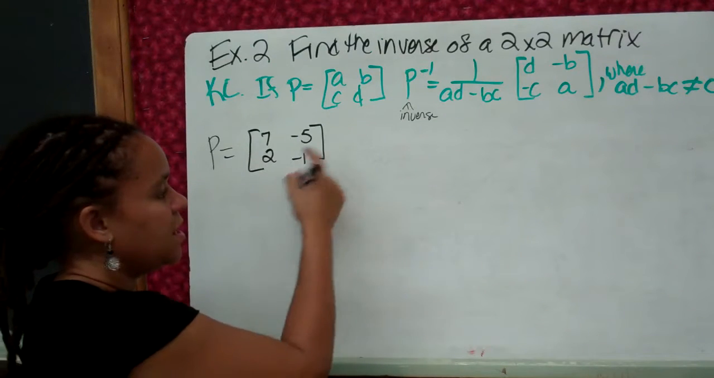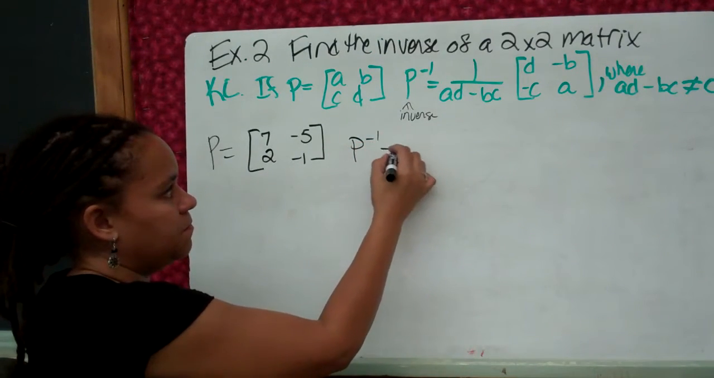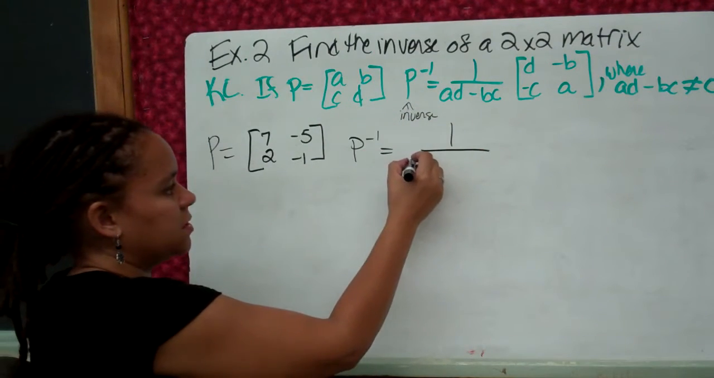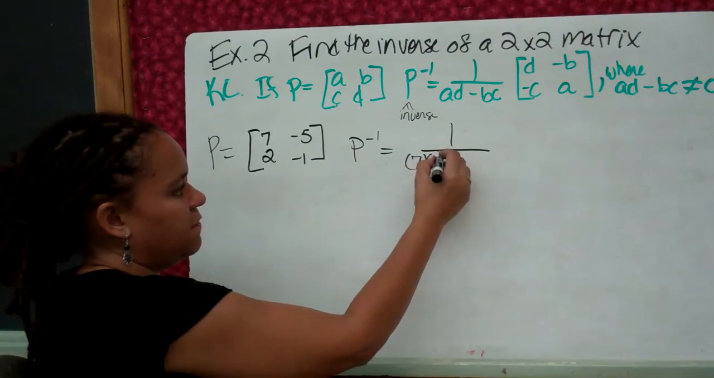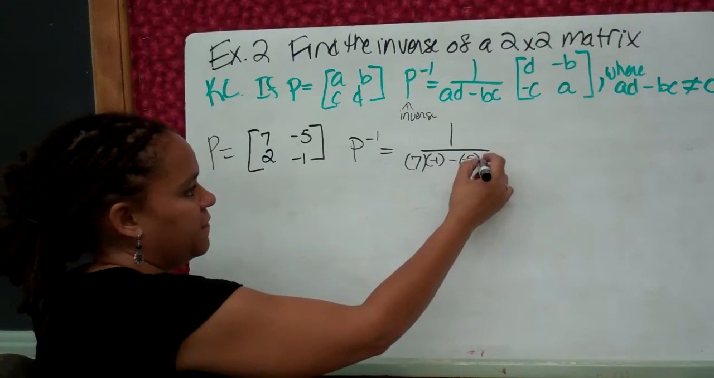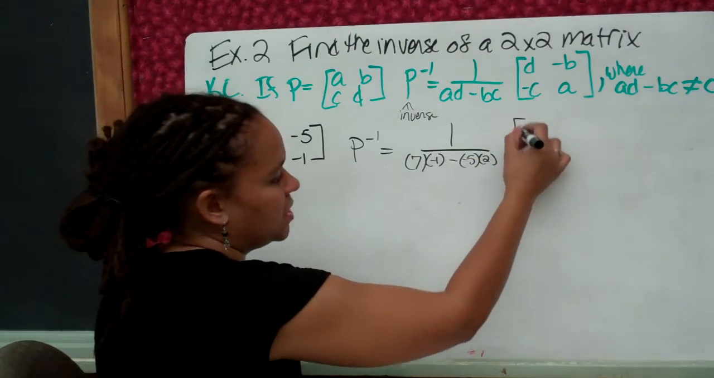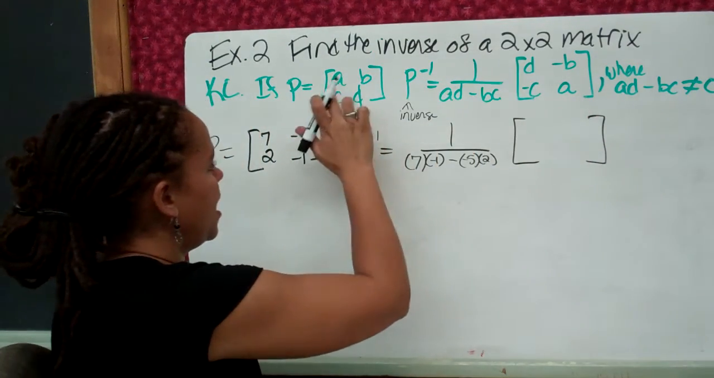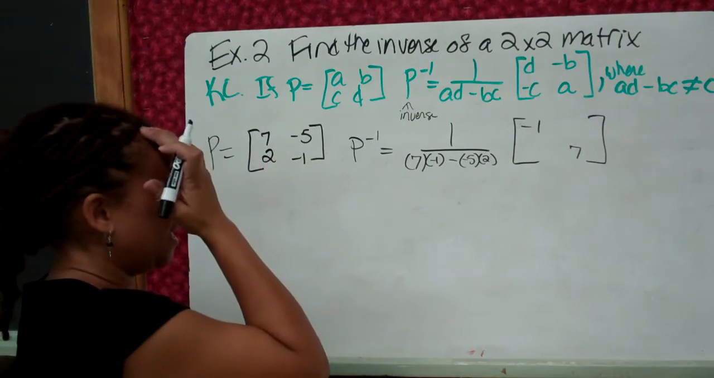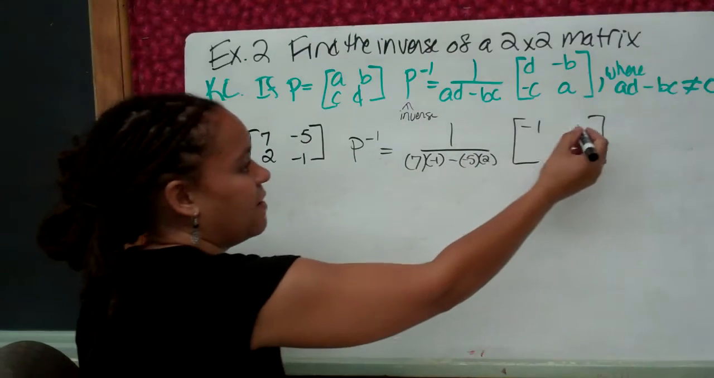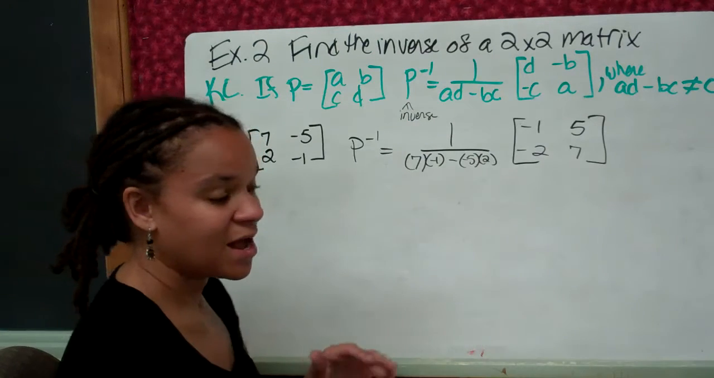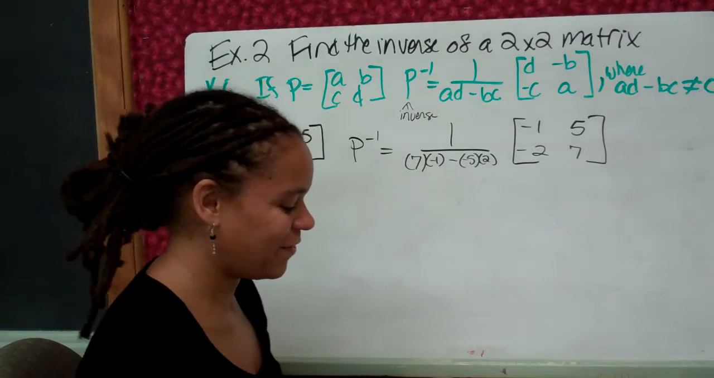Here's our P. If I want the inverse of P, I'm going to take 1 over AD, so 7 times -1, minus BC, -5 times 2, times the mixed up matrix. A and D switch, so this becomes -1, this becomes 7, and negate B and C. So this -5 becomes +5, and this +2 becomes -2. It might seem like a lot, but it's really not that bad.